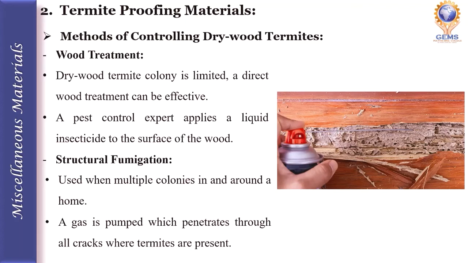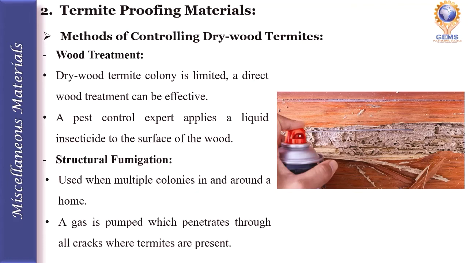What are the methods used for controlling the drywood termites? The first one is wood treatment. When a drywood termite colony is limited, a direct wood treatment can be effective to remove the termites. For this treatment, a pest control expert applies a liquid insecticide to the surface of the wood so that the liquid insecticide will kill the termites which are living inside the wood.